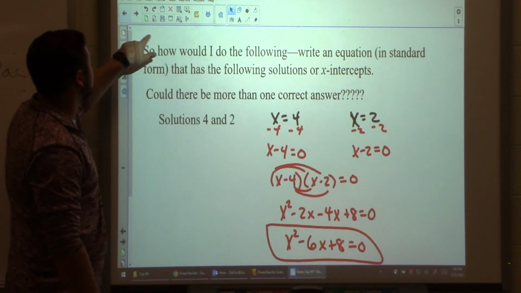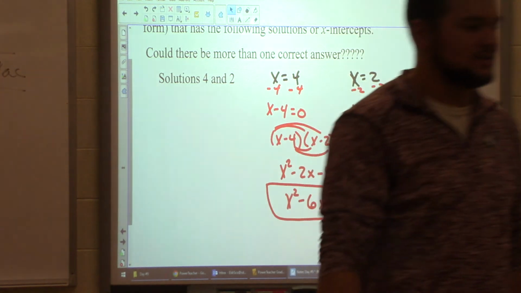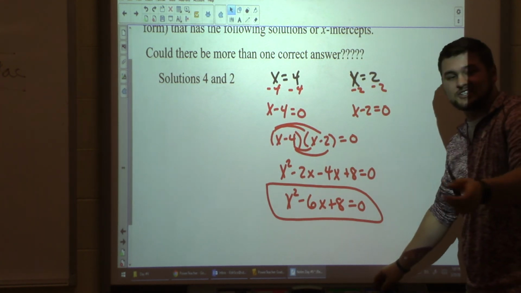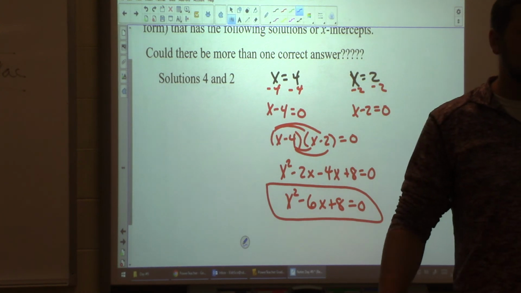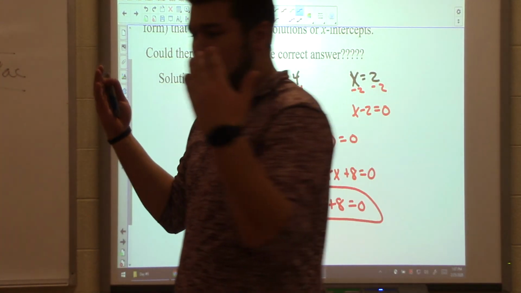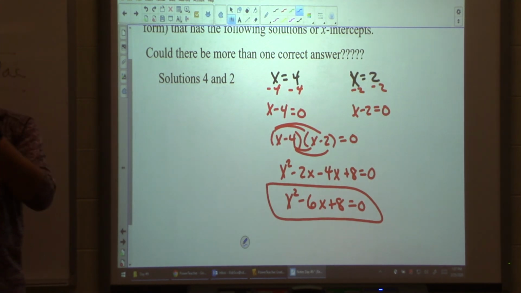Oh, shoot. Stop. Pause. We forgot to answer the second question. Could there be more than one correct answer? Well, the next one I think actually asks you for 3 solutions, right? So there's probably going to be more than one correct answer. But how could there be more than one correct answer? I want to change the appearance of my equation without actually changing the equation.